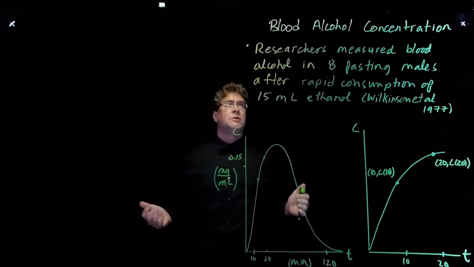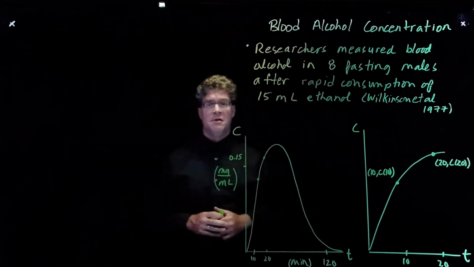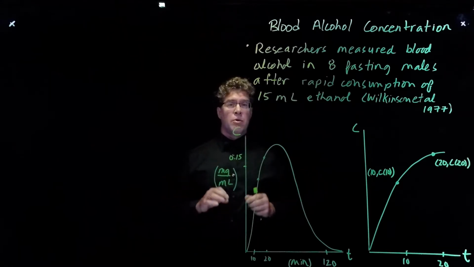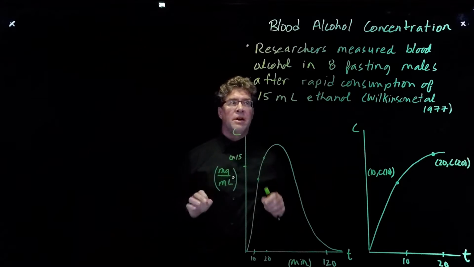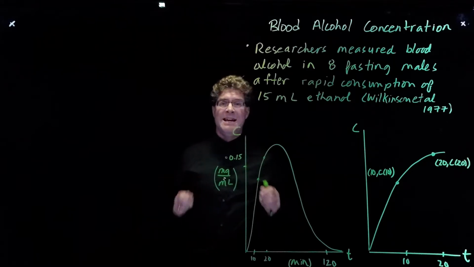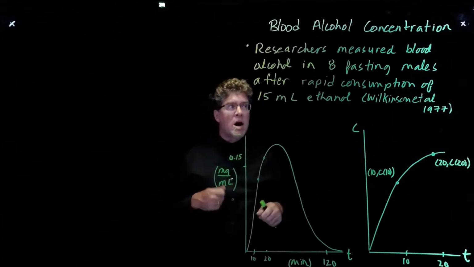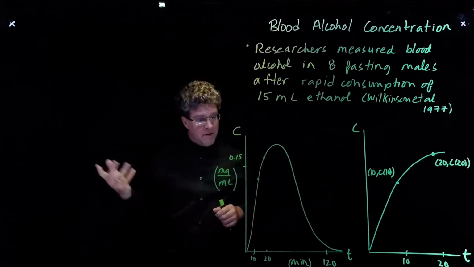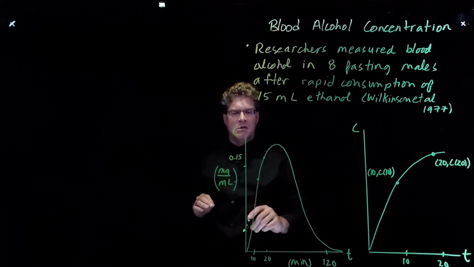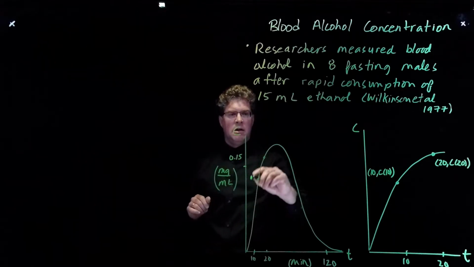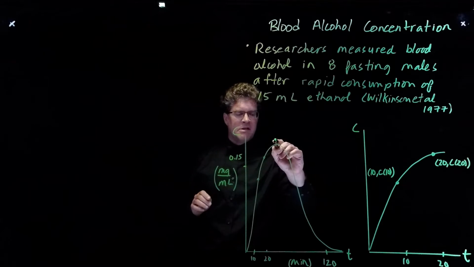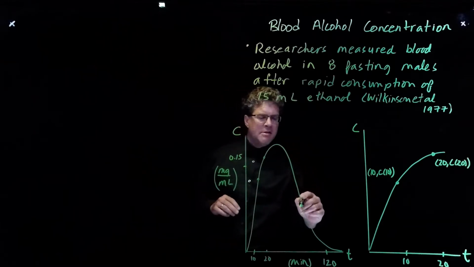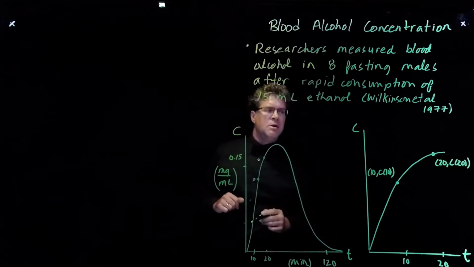We'd like to talk about the rate of change of blood alcohol concentration. There's this cool experiment from the 70s where researchers measured the blood alcohol concentration in 8 fasting males after rapid consumption of alcohol. And what they found was that the alcohol levels went up very quickly over the first half hour or so, and then they gradually declined as it was washed out of the bloodstream.